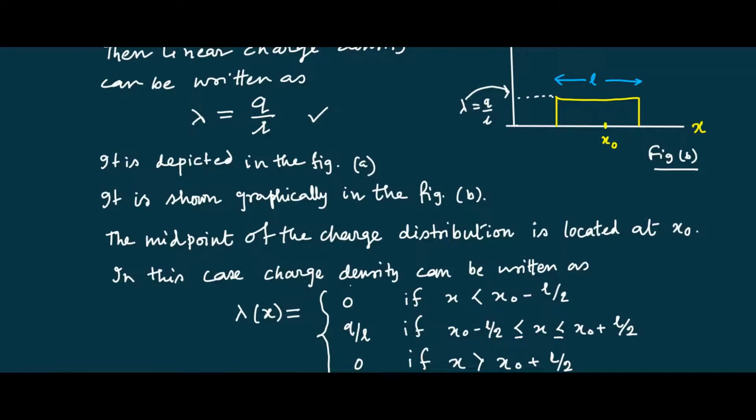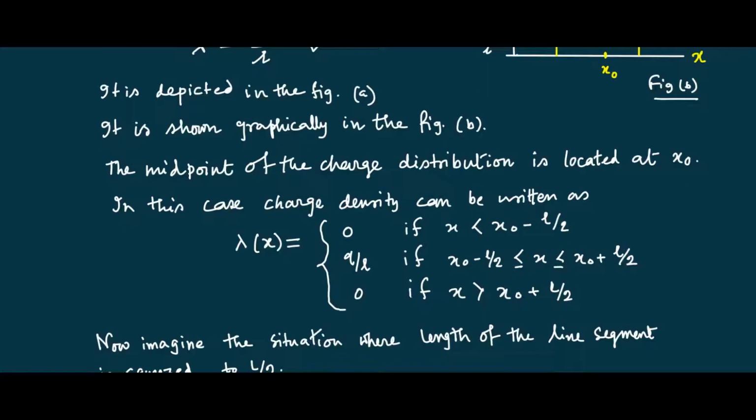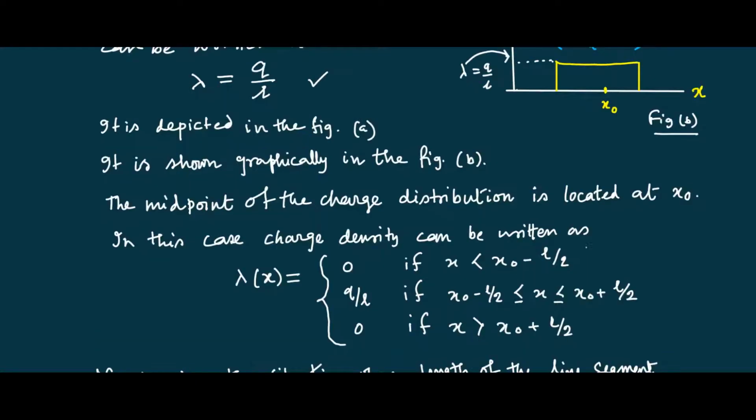And the charge density can be written in this form: lambda of x equals 0 if x is less than x0 minus L by 2, the halfway distance, and Q over L if x belongs to the range x0 minus L by 2 to x0 plus L by 2, and it is 0 when x is greater than x0 plus L by 2.